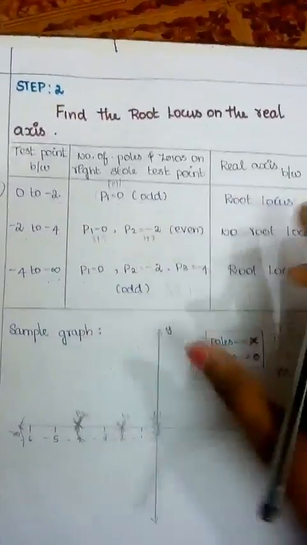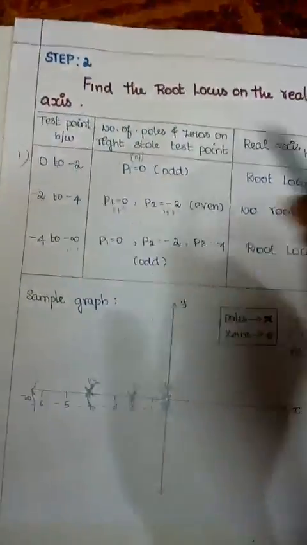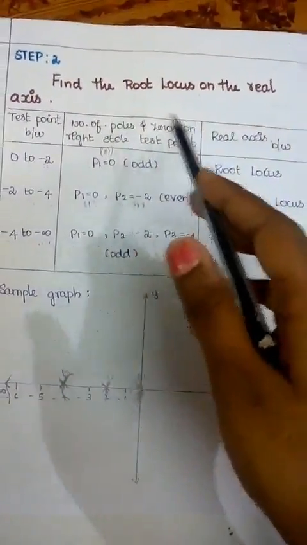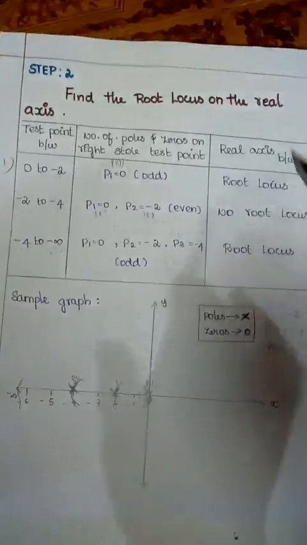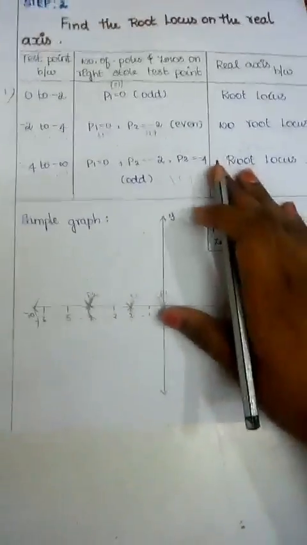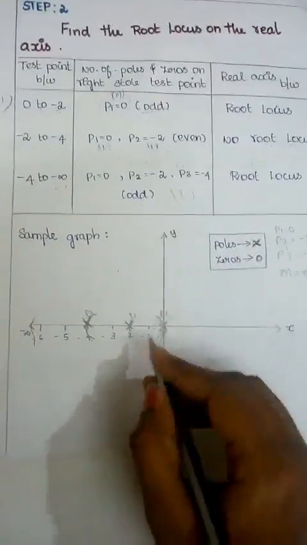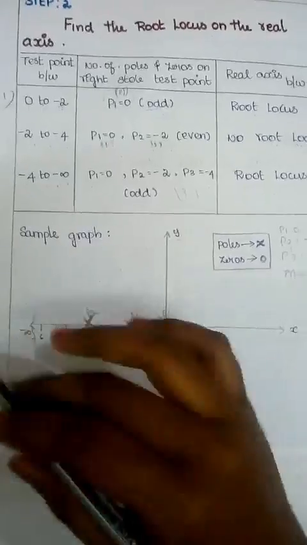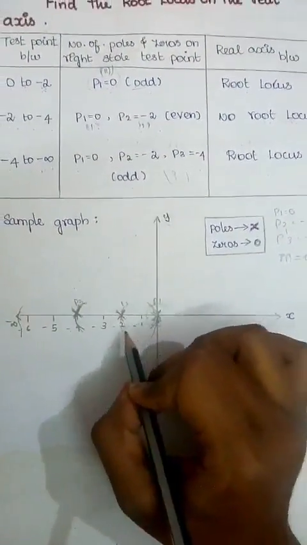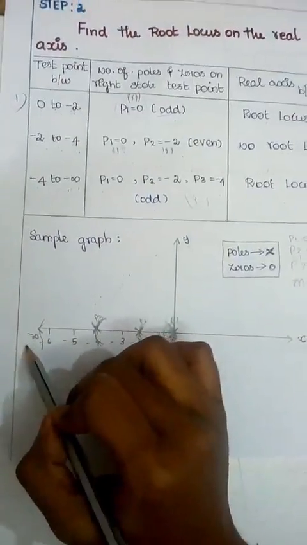Second step, find the root locus on the real axis. First we draw a table with 3 columns: test point, number of poles and zeros to the right, and root locus on the real axis or not. To fill this table, we go through a sample graph. I just draw freely, not necessarily to scale or unit, writing 0, minus 1, minus 2, minus 3, minus 4, minus 5, and it goes on to minus infinity.